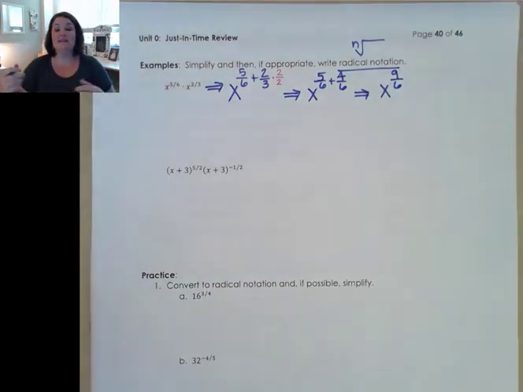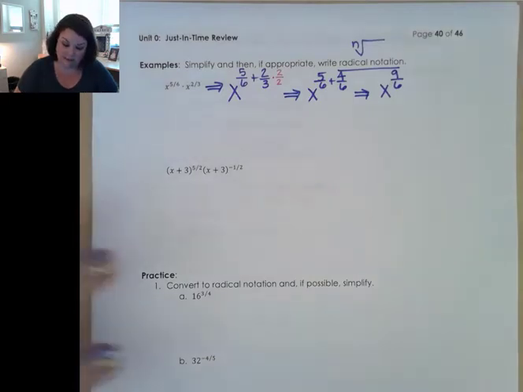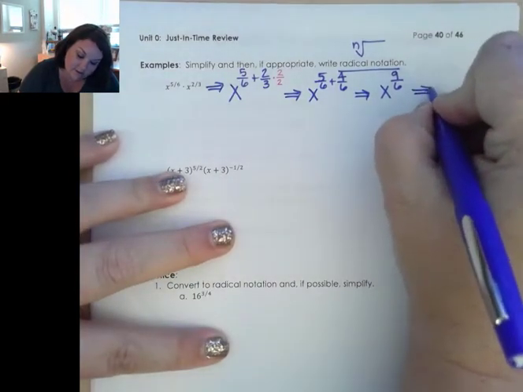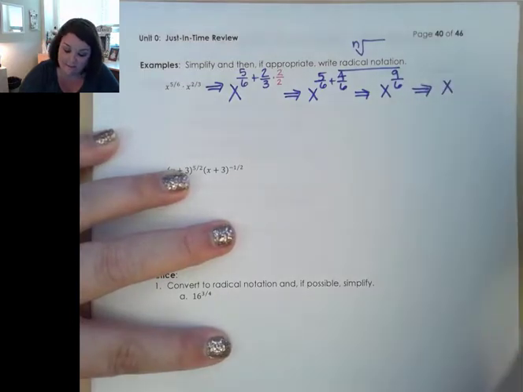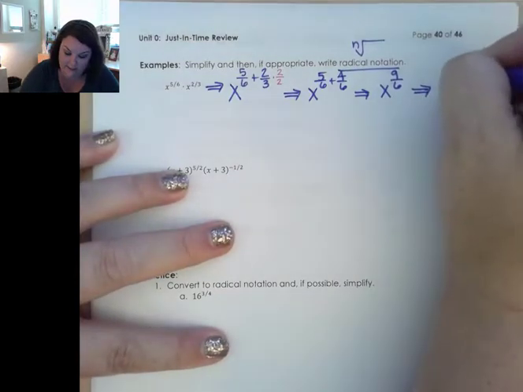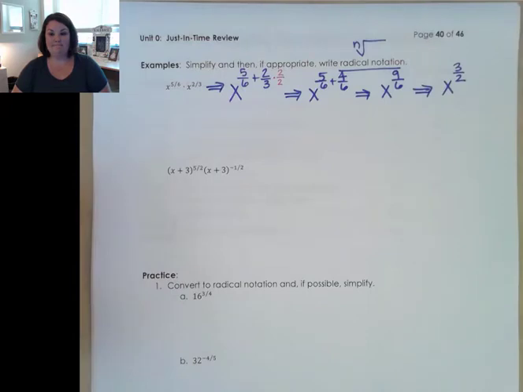And x to the 9/6 is actually a reducible fraction, right? I'm going to go ahead and write this as x to the, if I reduce 9 and 6 both by 3, I end up with 3/2. Okay?